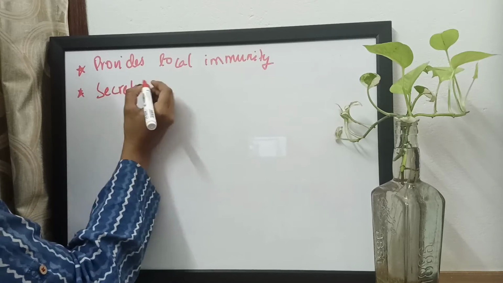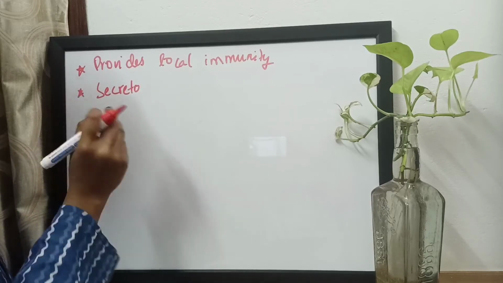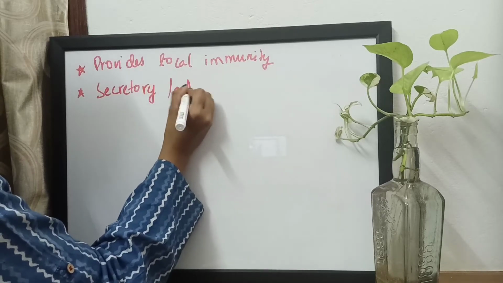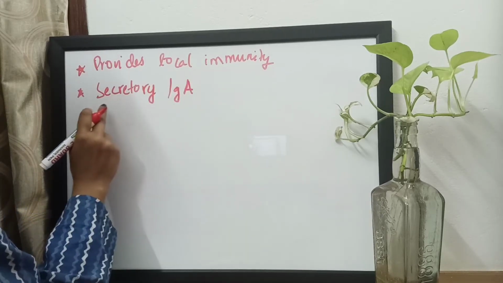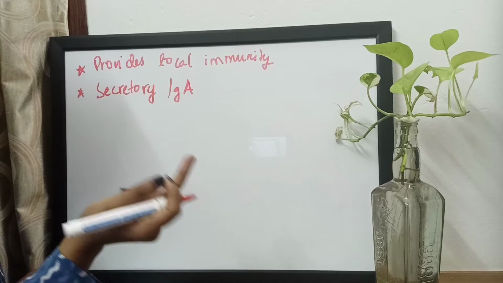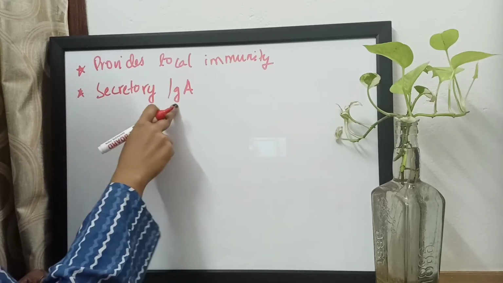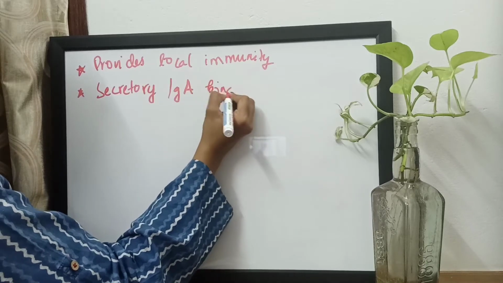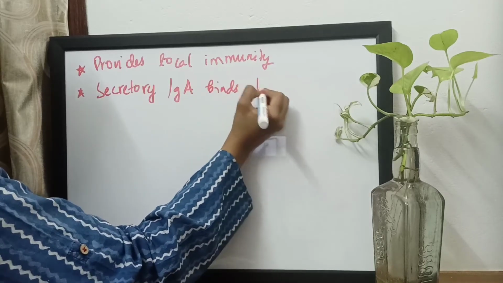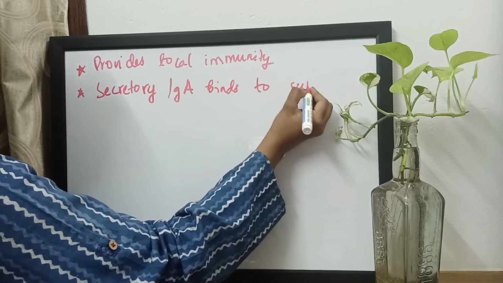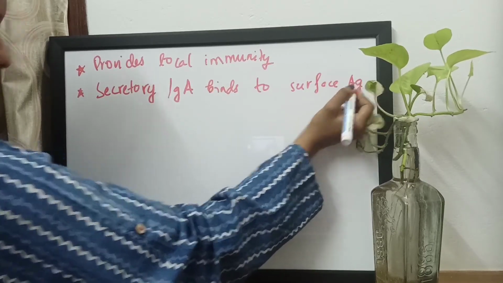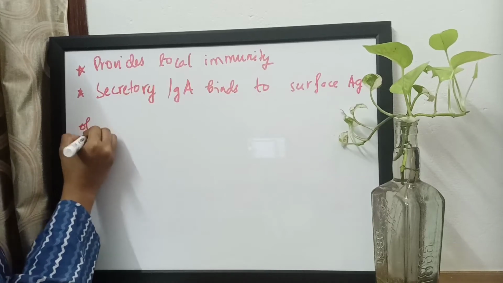The second point is secretory IgA. So basically secretory IgA has 3 functions. The first function is secretory IgA. There are 2 types of IgA. The first one is the monomer and the second one is the dimer. This dimer is called secretory IgA. So secretory IgA binds to surface antigens. I have represented antigens as Ag.